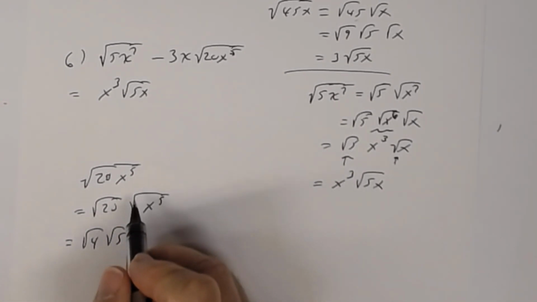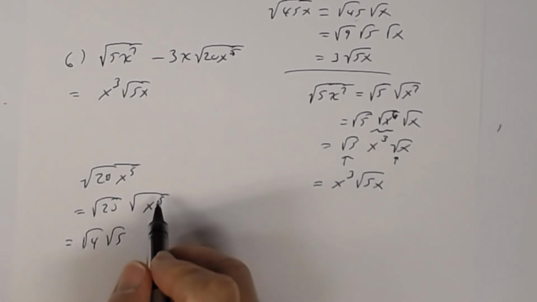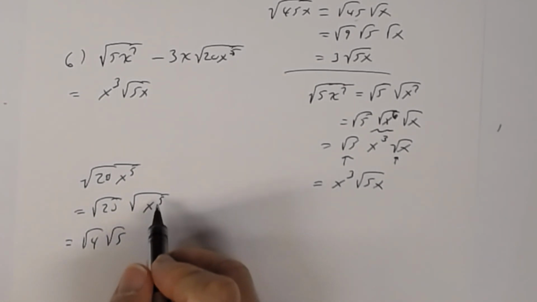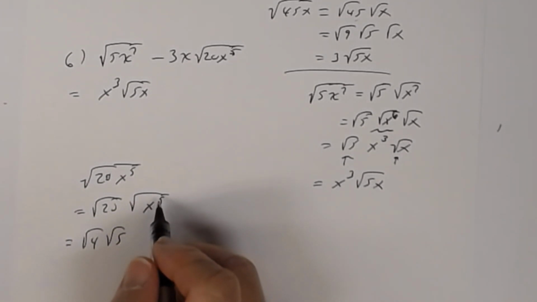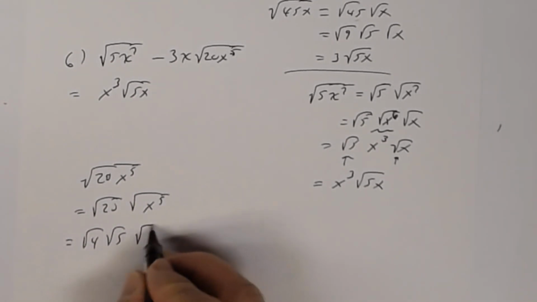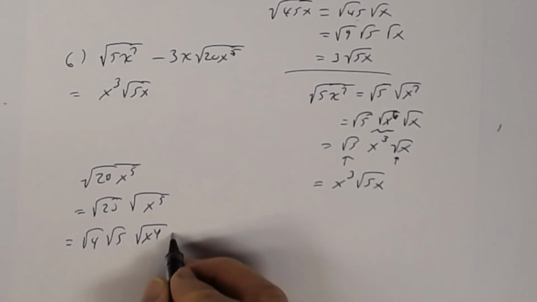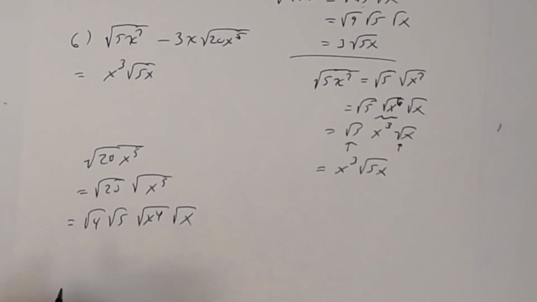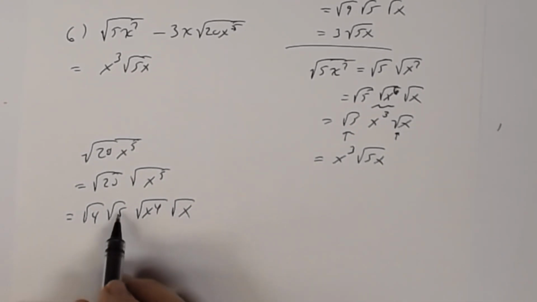I can simplify this because 5 is greater than or equal to 2. But 5 is not divisible by 2, so I want this to be an even number. Let's think about the largest whole number less than 5 that's divisible by 2. That'll be 4, so it'll be the square root of x to the fourth times the square root of x, because 4 plus 1 is 5. Now I have these four factors.